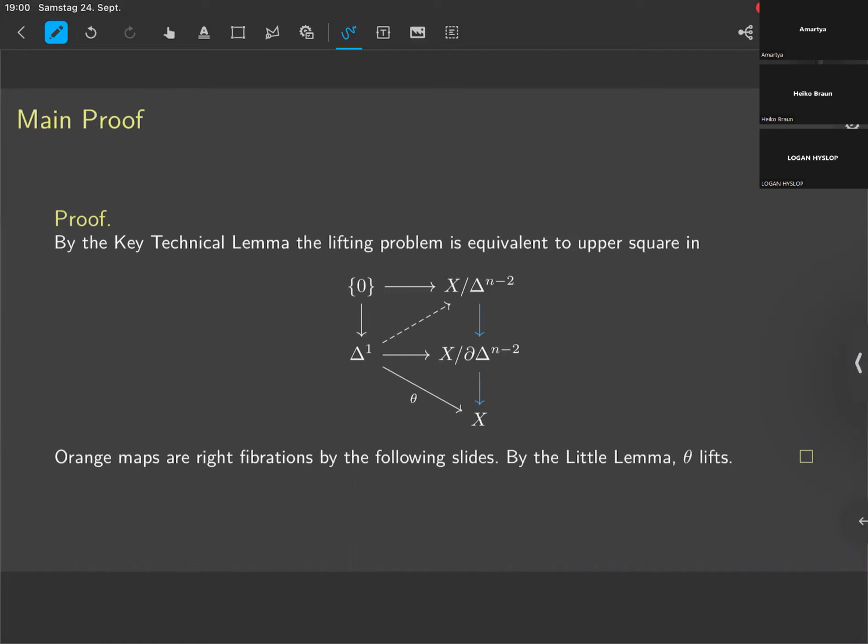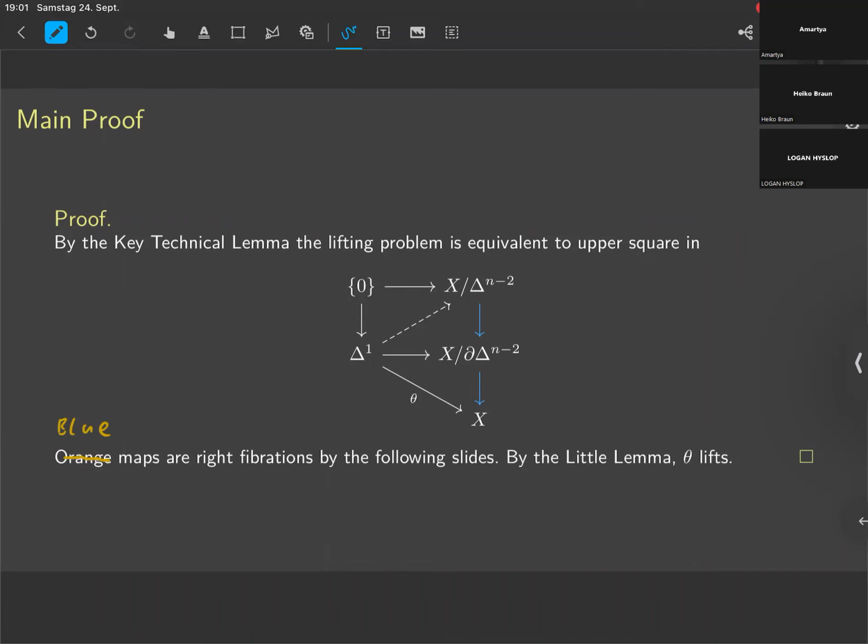But we get from this these diagrams where both the top and the bottom part correspond to some special case of the key technical lemma from before. And we have that the blue maps here and here are right fibrations, as we will prove in a minute. And then we can show that this theta actually lifts to the top.